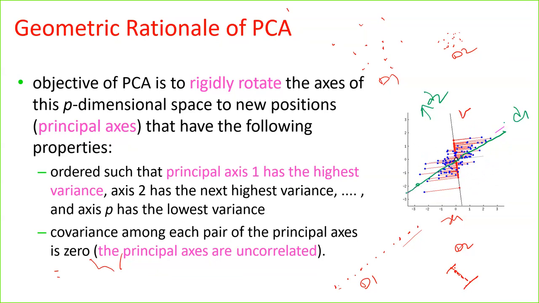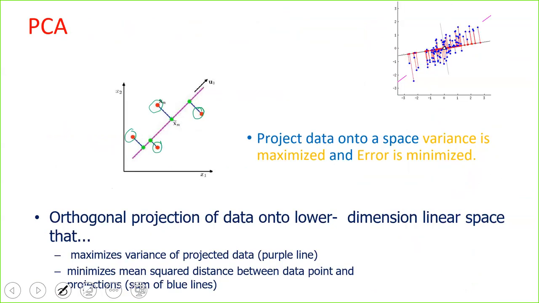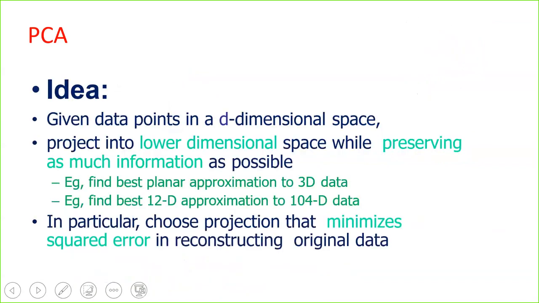And we are interested in finding such a direction. So we are trying to find the orthogonal projection of the data onto some lower dimensional linear space that maximizes the variance of the projected data, which is indicated with the purple color line in this figure, and minimizes the mean square distance between the data points and the projections. That means the sum of the differences between the actual and the projected data points, indicated with the blue colors in the figure. That is the objective of principal component analysis.